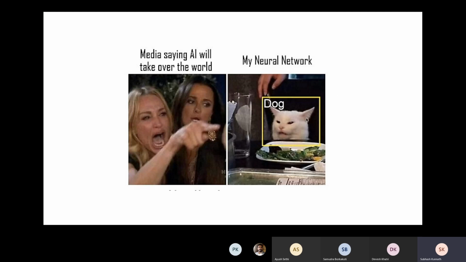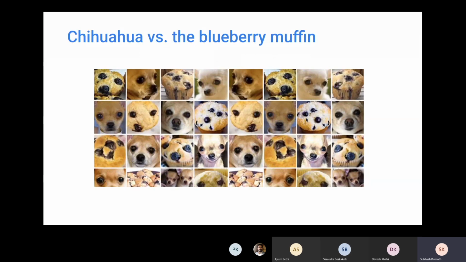A cat has been detected as a dog, and there are challenging problems like this. Even for humans, it will take some time to identify whether it's a chihuahua or a blueberry muffin. Each of these pictures has three black dots, the same color, and similar texture, and building systems which can differentiate these subtle changes or fine-grained details is another challenge.